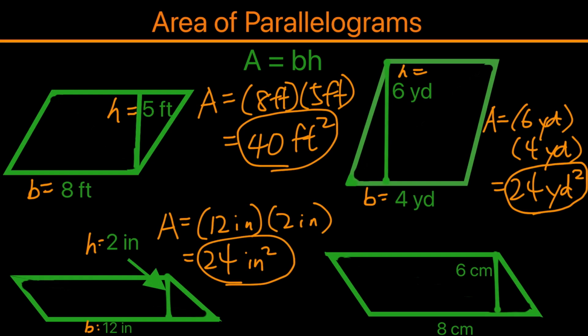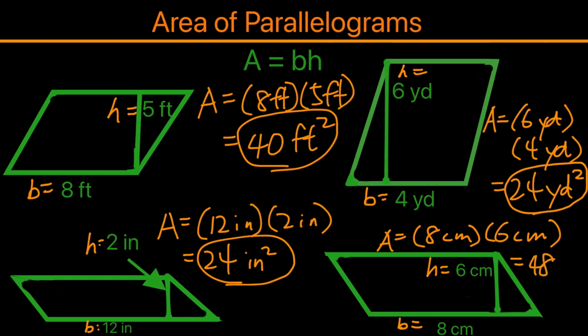And lastly, we have a parallelogram with a base of 8 and a height of 6. So we'll take the formula and plug in the 8 times 6, and that gives us 48 cm square. So these 4 are examples of how you find area of parallelograms.